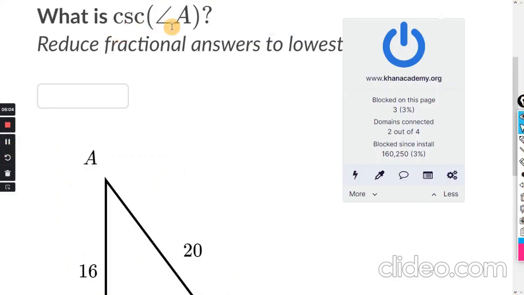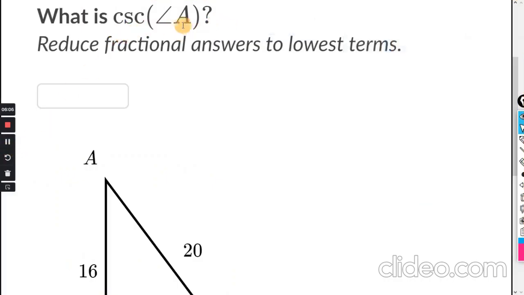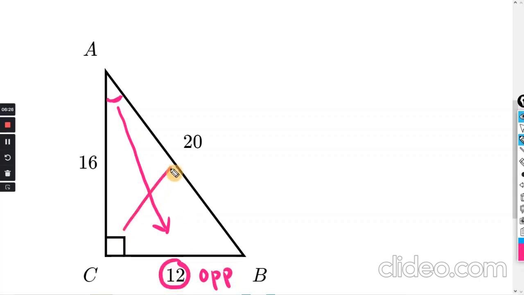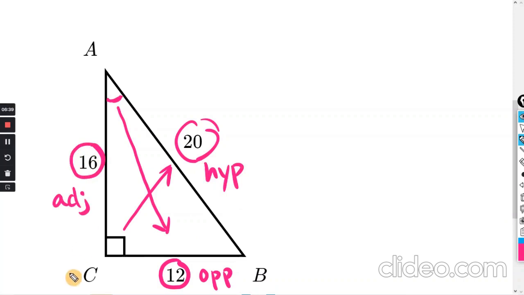Here we're looking for the cosecant of angle A. Let's go to angle A and label the sides. Right here is angle A. You go across from the angle you are referencing, and that side is going to be your opposite. You go across from the right angle, and that side length is your hypotenuse. And finally, the remaining side is your adjacent.